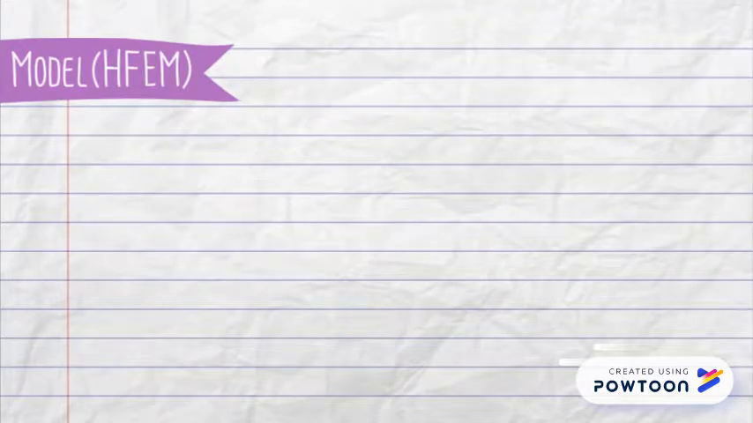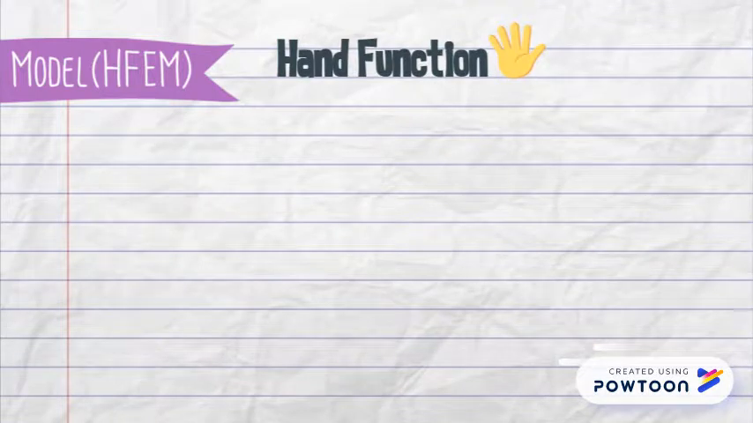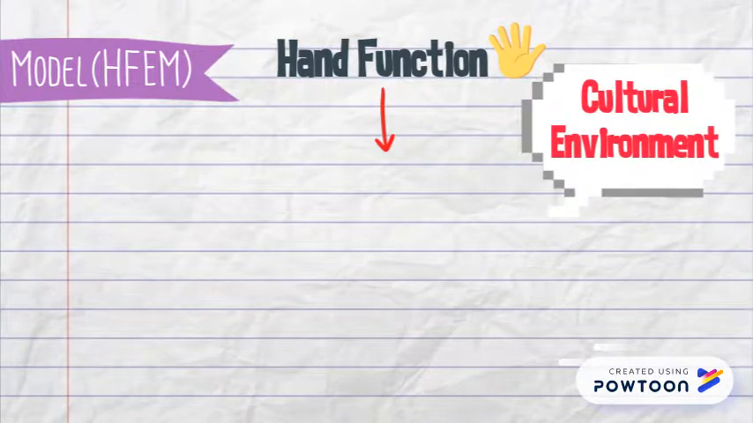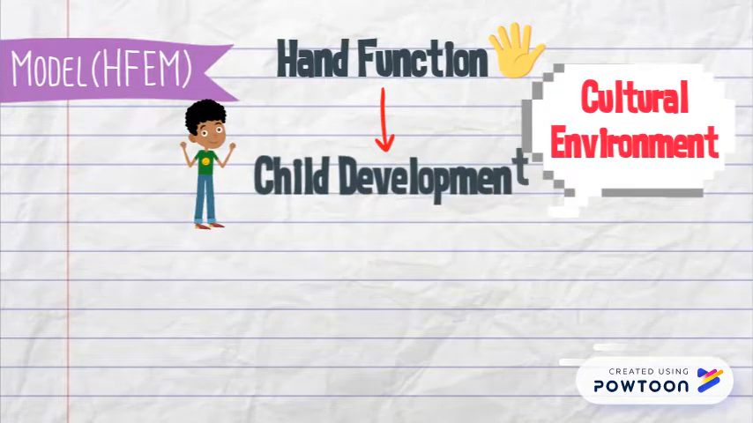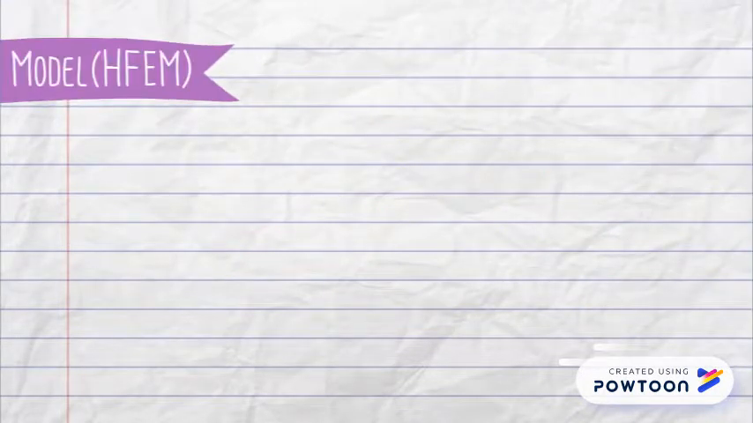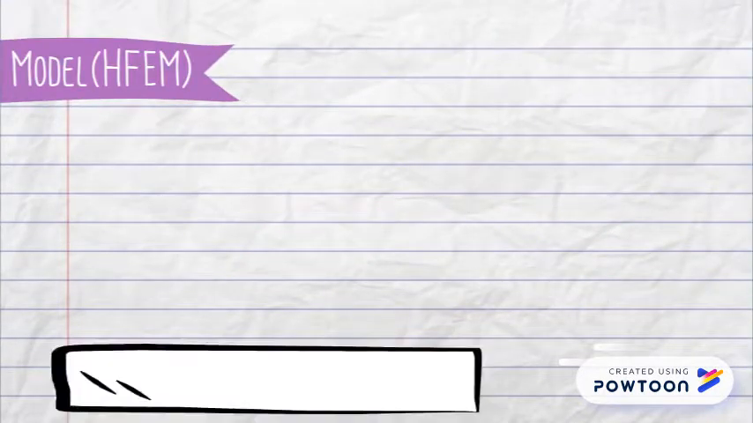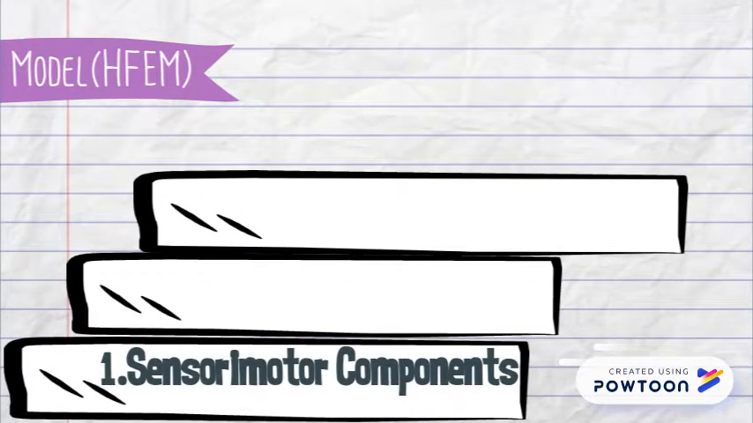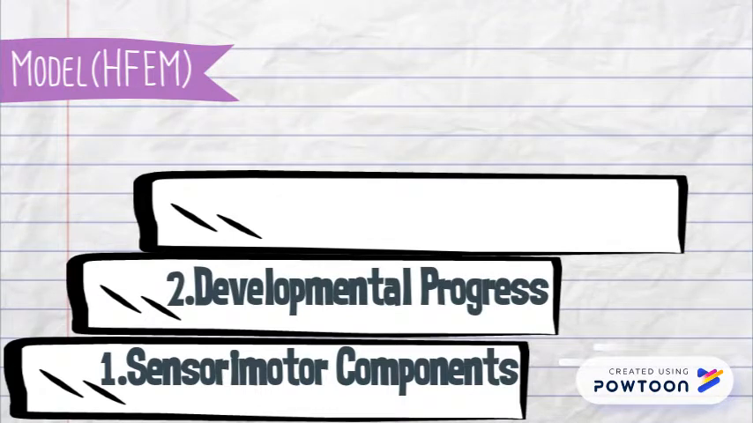HFEM is a model that guides the OT assessment process on the hand function of local preschool-age children. Therefore, the evaluation is influenced by the cultural context and focuses on the child's development regarding the motivation, connection, and sensory motor components. In HFEM, hand function is evaluated in 3 levels, namely sensory motor components, developmental progression, and hand function performance.